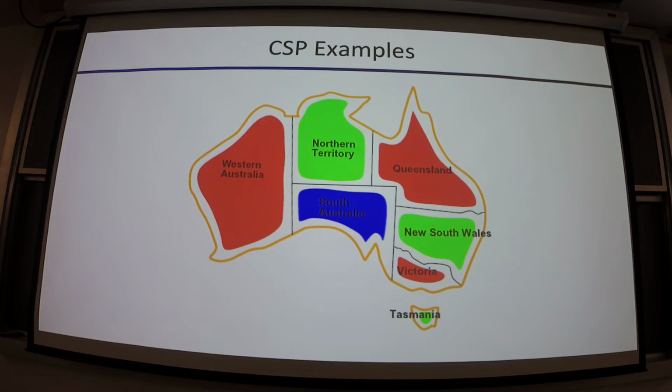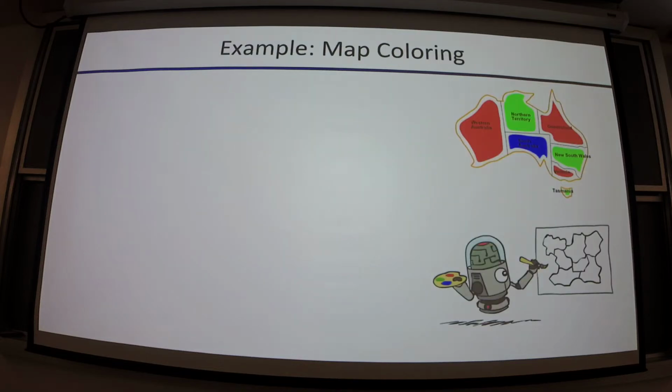Okay, so these are the states of Australia, and we want to color each of these states such that no adjacent states have the same color, right? Okay, so this is called map coloring. This is an example of a CSP, but it is not the only example of a CSP. Most CSPs are not map coloring, but it's a good running example, okay?